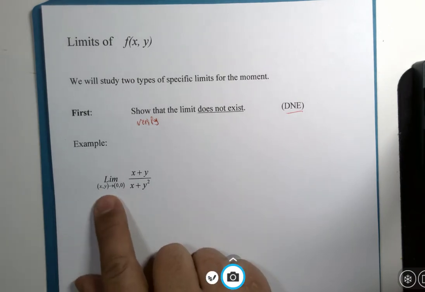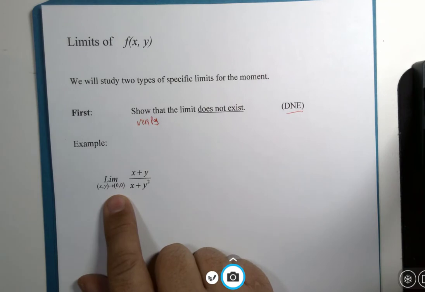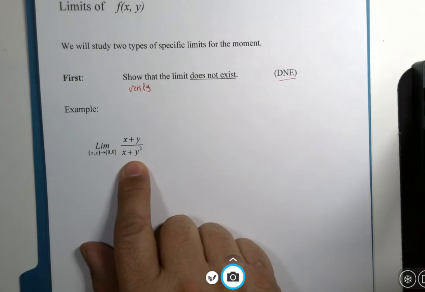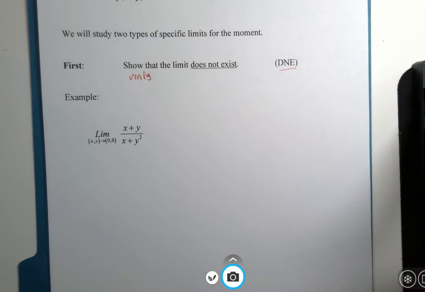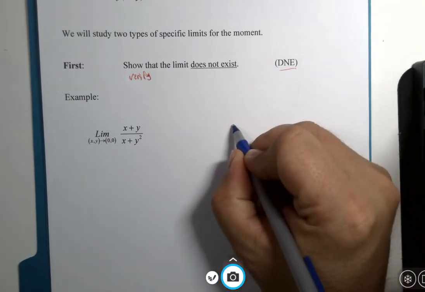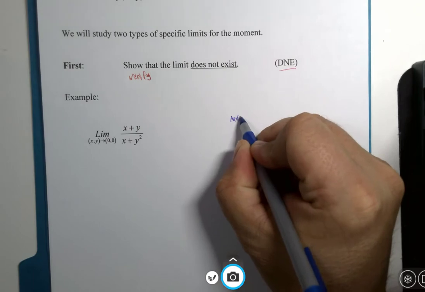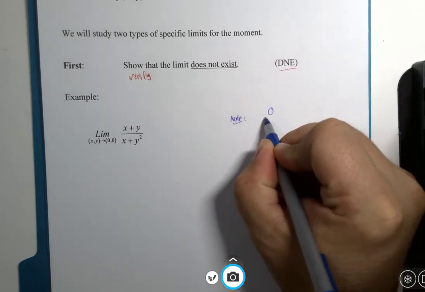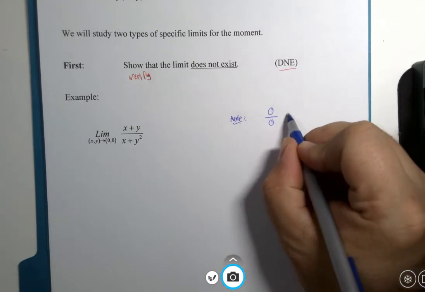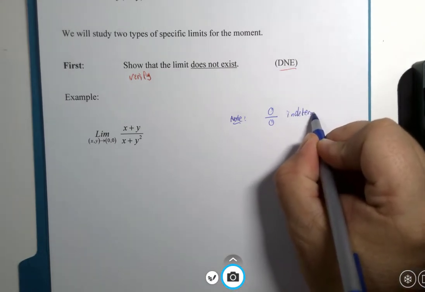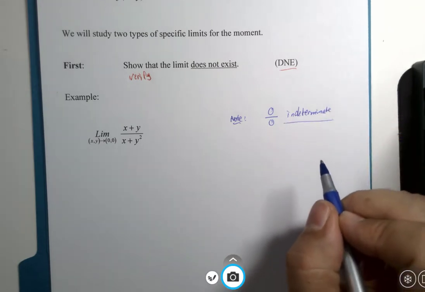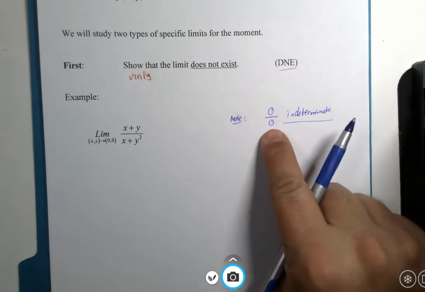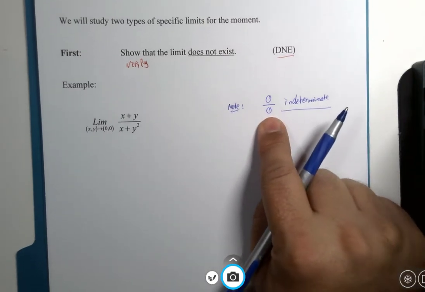is if the x and y values approach the origin, or 0, 0, what happens to this expression, x plus y over x plus y squared? If you begin with direct substitution, this is going to be 0 divided by 0, which is called indeterminate, which means, again, we don't know if there is a limit or not. This means we're not done yet.